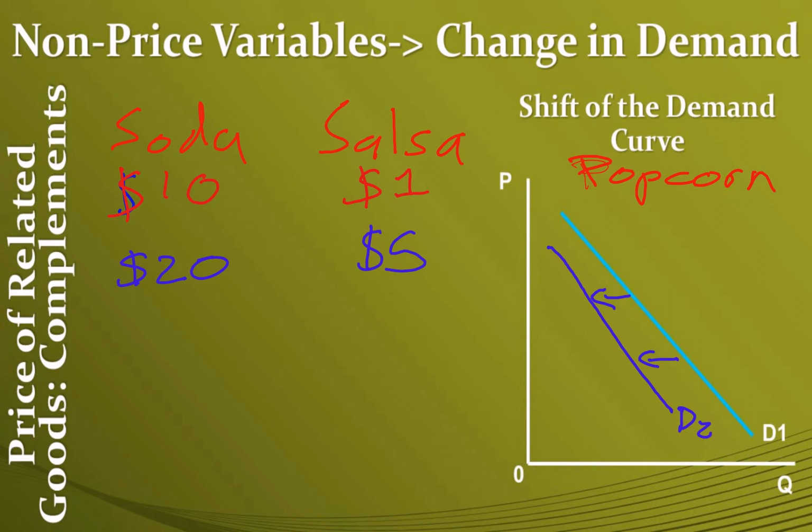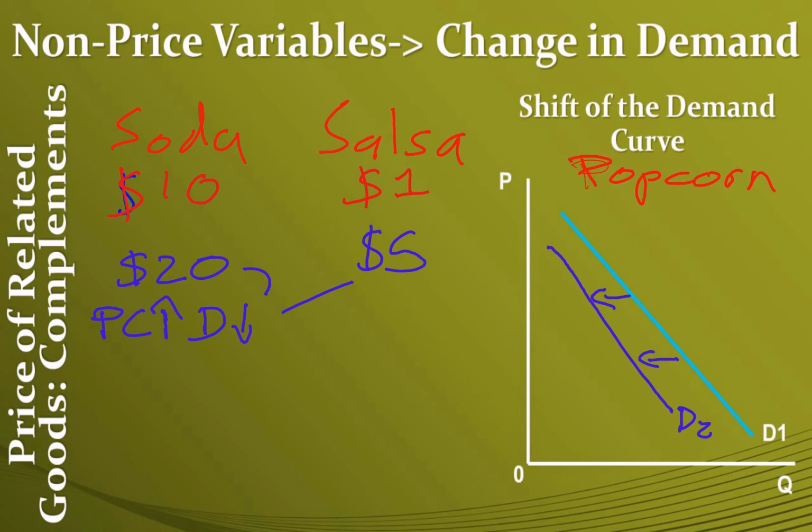So the rule is the opposite of that of the substitutes. If the price of a complement increases, then demand will decrease. It's the same rule for both. If the price of a complement increases, if the price of a complement goes up, demand for my original product will decrease.